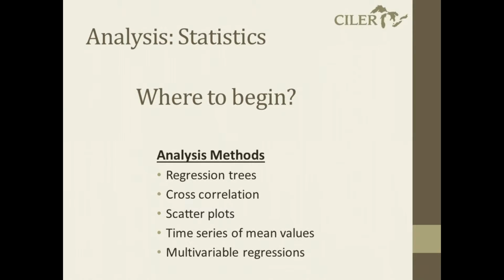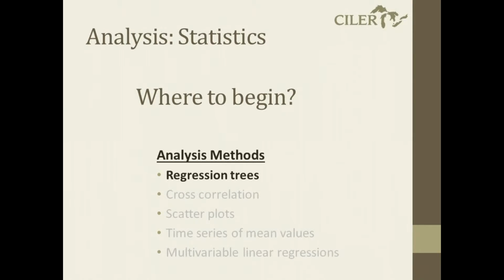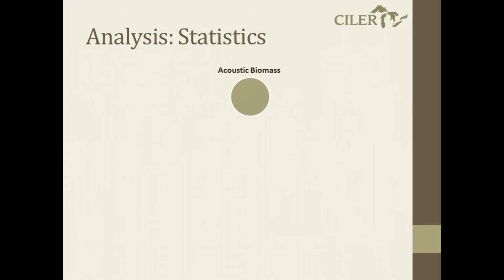So the things that I will talk about mostly in this will be regression trees, and Pete talked about regression trees a little bit earlier, and basically they're just a way of taking a lot of data in one variable and seeing how other variables influence that data and can separate out distinct groups within that data set. So here, let's start, for example, with acoustic biomass.